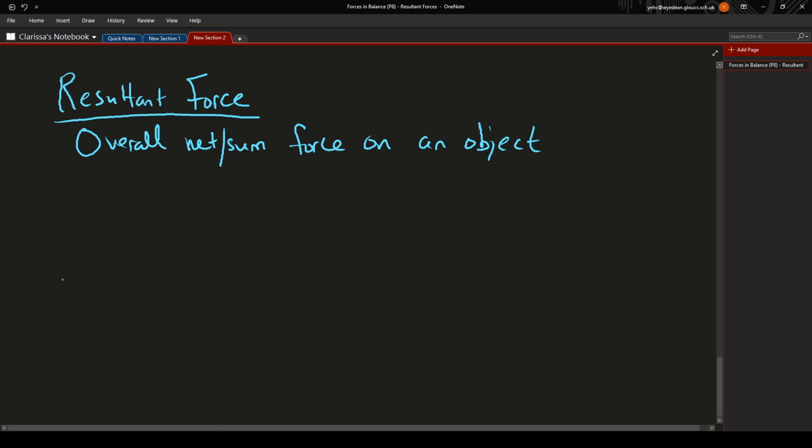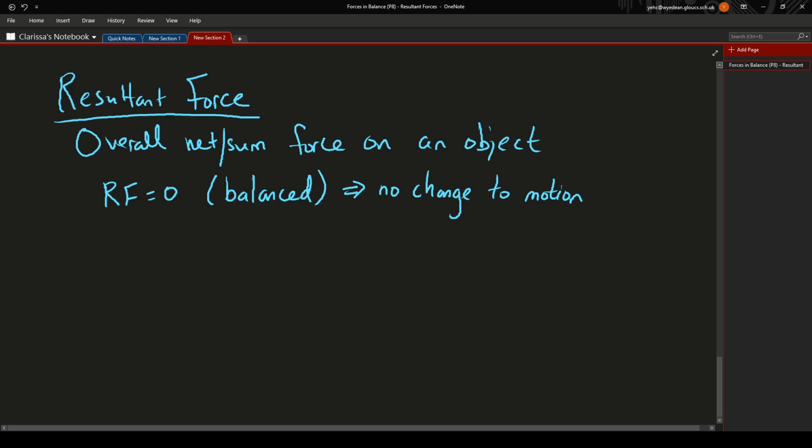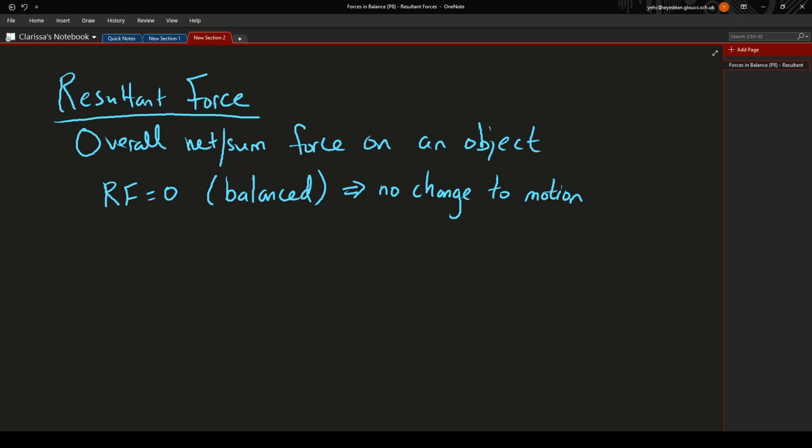If the resultant force is zero, then all of the forces acting on an object are balanced. That doesn't mean that they don't exist. They're still there. They just balance each other out. So there's going to be no change to motion. If an object is still, it's going to remain that way. If an object is moving, it's going to remain that way with the same speed.